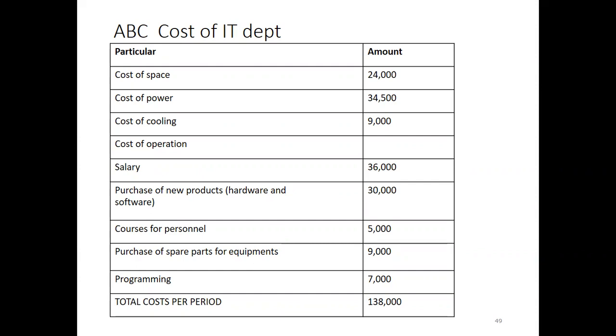So here, cost of space, cost of power, cost of cooling, cost of operation, then salary, then purchase of new products, cost of personnel, purchase of spare parts and equipments, and programming. These are the various cost drivers. So whatever cost is incurred, direct cost will be directly allocated to the cost drivers, and indirect cost will be allocated on the basis of its various cost centers. So on the basis of this, we can prepare this cost sheet.